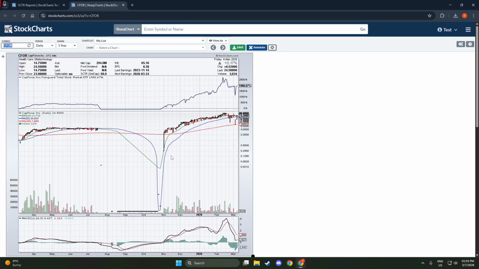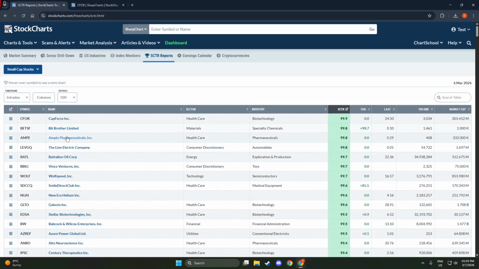Note how price behaves around major moving averages or trend lines, and check whether volume and momentum agree with the SCTR reading. If a high-ranked name shows distribution or failed breakouts, be selective. If a low-ranked name is basing and improving, it may be one to watch.